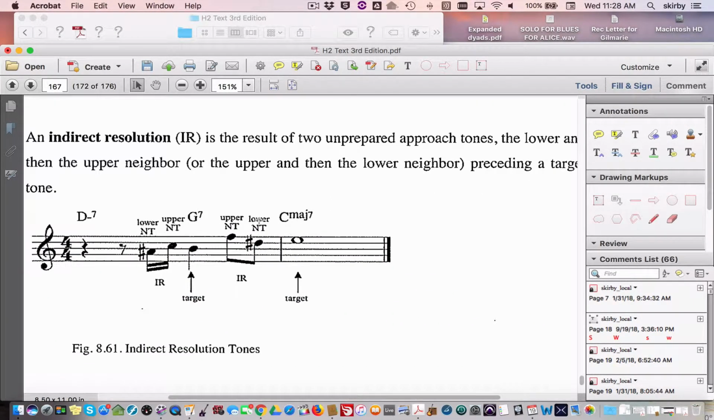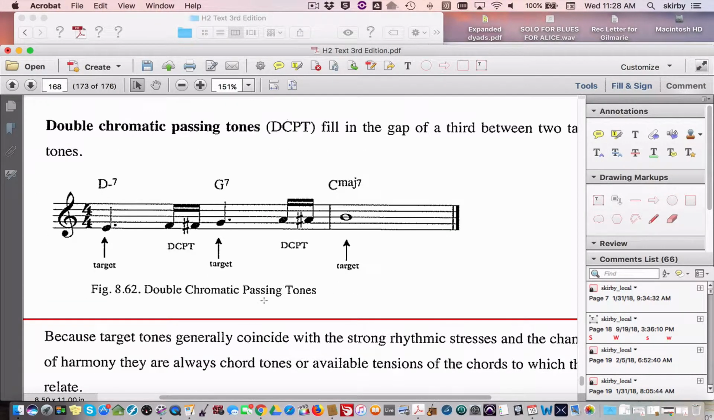Okay, indirect resolution is when you surround a note by step, either chromatically or scale-wise, and then you resolve to your eventual target. But together they give us a 2-note group of 2 neighbor tones, upper and lower, lower and upper. Double chromatic passing tones are pretty self-explanatory, 2 notes chromatically leading into a target.